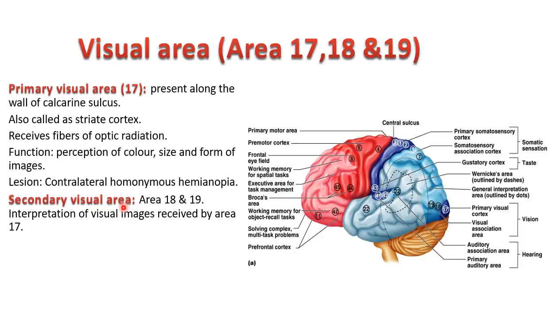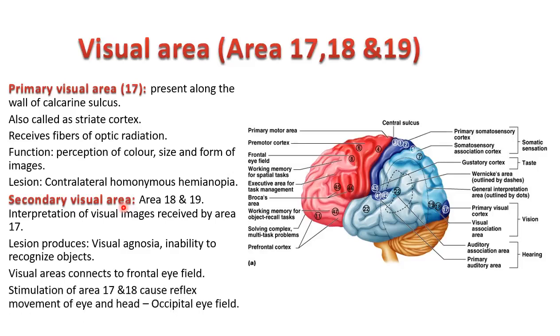Not only that, it also receives fibers from your frontal eye field and also from your pretectal nucleus and superior colliculus. A lesion produces visual agnosia, so inability to recognize the objects mainly through visual stimuli. Stimulation mainly produces reflex movement of eye and head. This is why it is also called the occipital eye field.